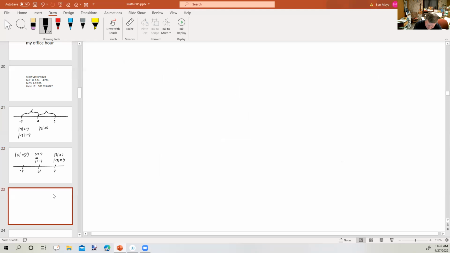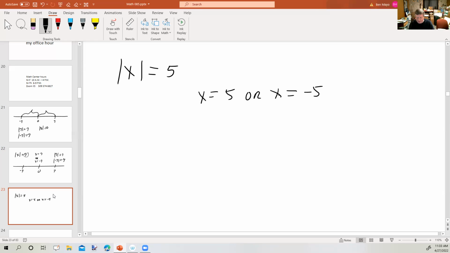Let's see if you got that. Let's say the absolute value of x is 5. Then x could either be 5 or x could equal -5, or the opposite of 5. Do you see that that's true? Any questions about that? Okay. So then what if I have this?